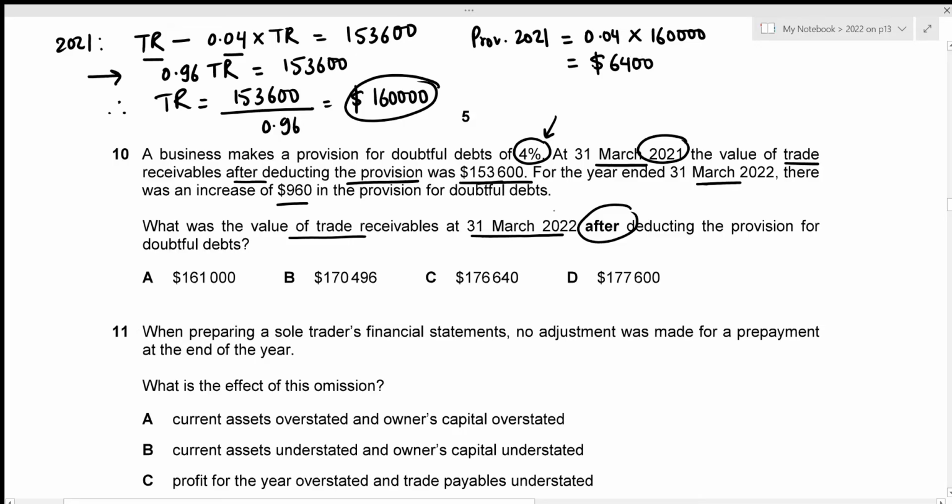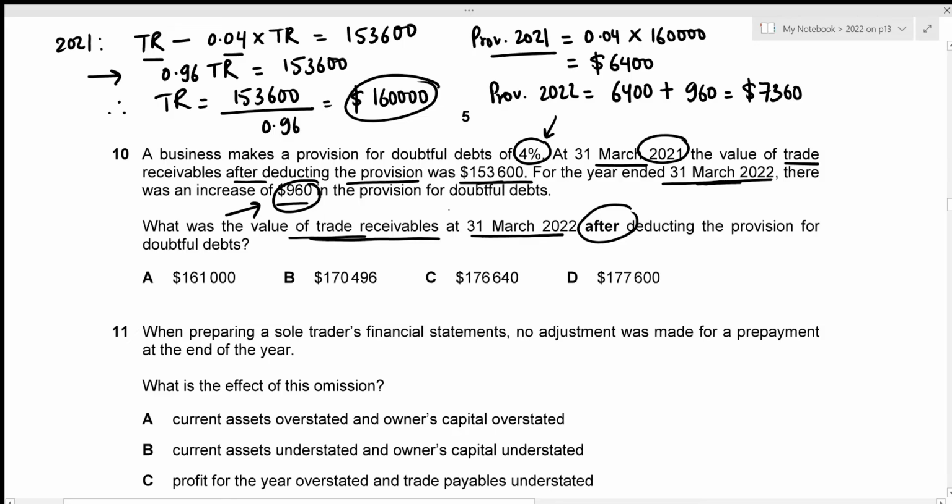Okay, then we are told that for the year ended 31st March 2022, there was an increase of 960 in the provision for doubtful debts. This just means that the provision for the year 2022 is 960 greater than the provision for 2021. So the provision for 2022 is just going to be last year's provision of 6,400 plus 960, which results in the value of 7,360.